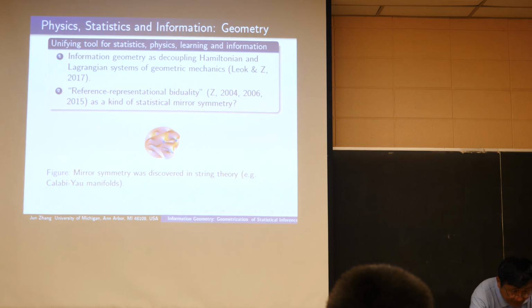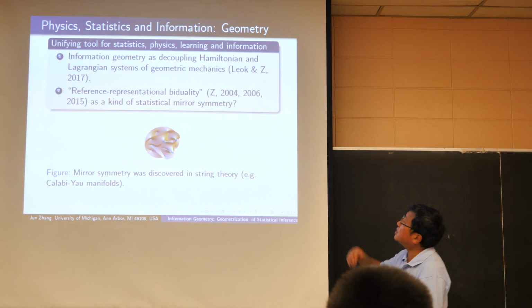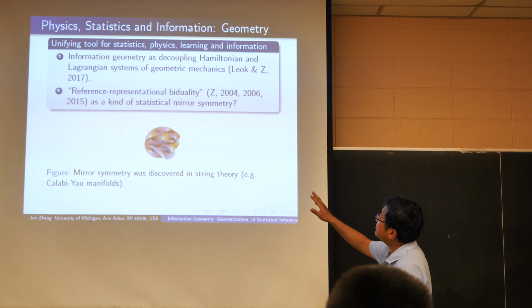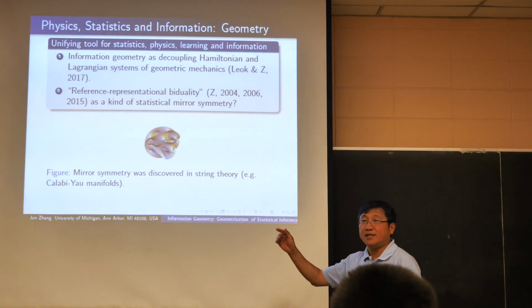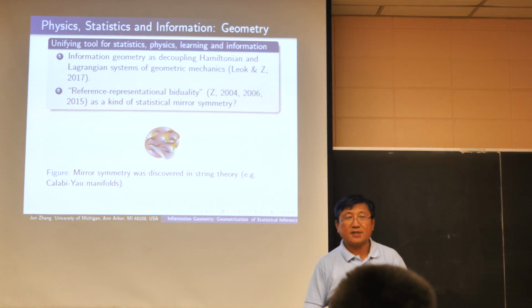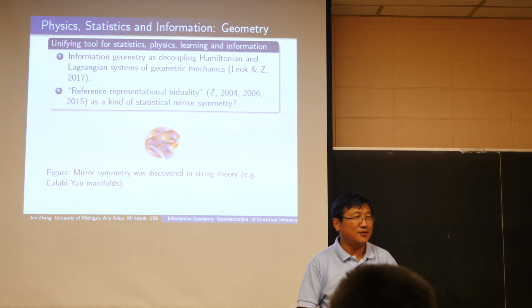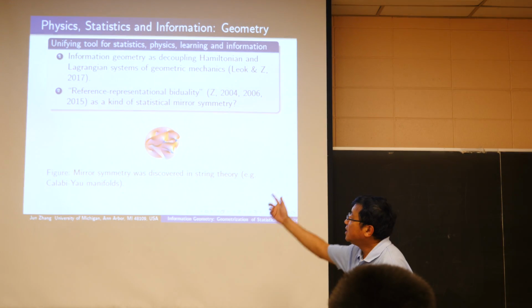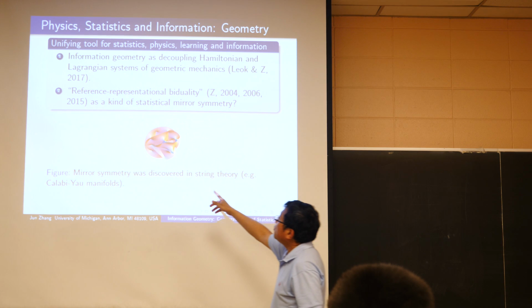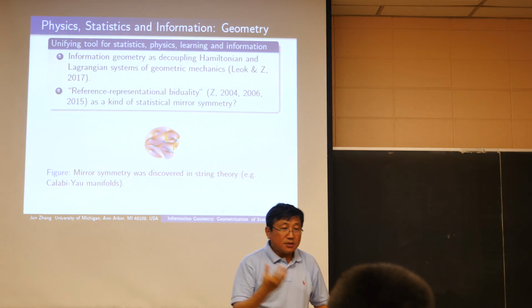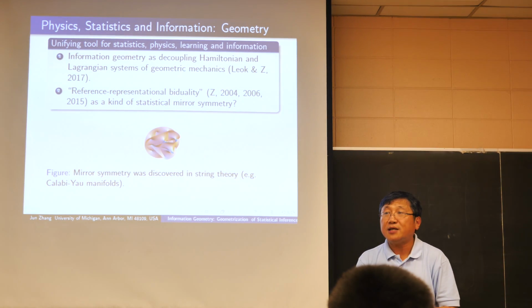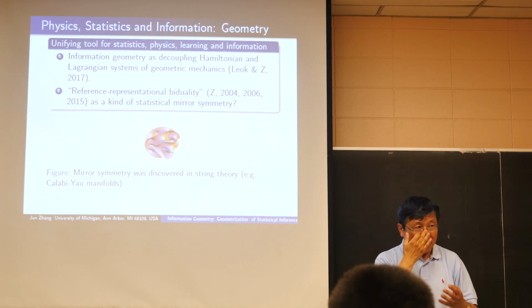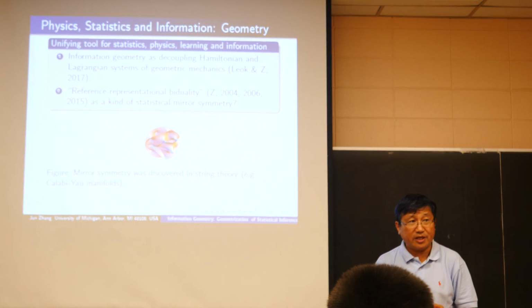Another thing we are also looking into is this reference-dual biorthogonality, for which we have some results relating to what we call statistical mirror symmetry, but I'm not going to give any detail. We are writing this up. What we find is that the statistical structure can be enhanced to a Kähler structure, and we know a subclass of Kähler geometry is the Calabi-Yau manifold.